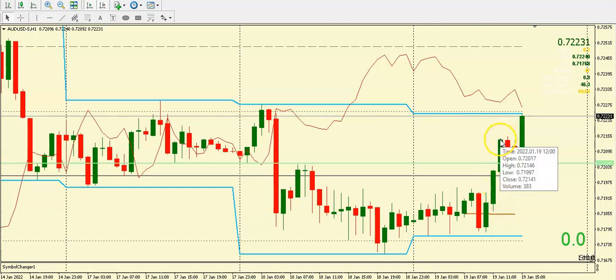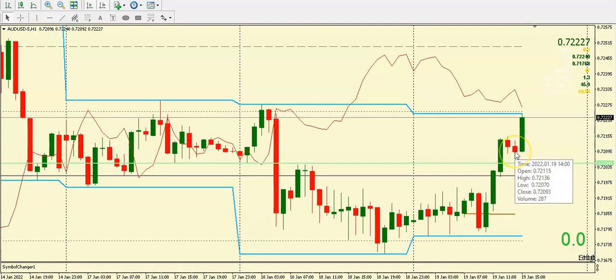And then during New York, this is 12. So 12 is 6 a.m. This one here is 6 a.m. and then this here is 7 a.m. So 7 a.m. is doing a pullback. Now, most people would expect a deeper pullback, but look what's here.